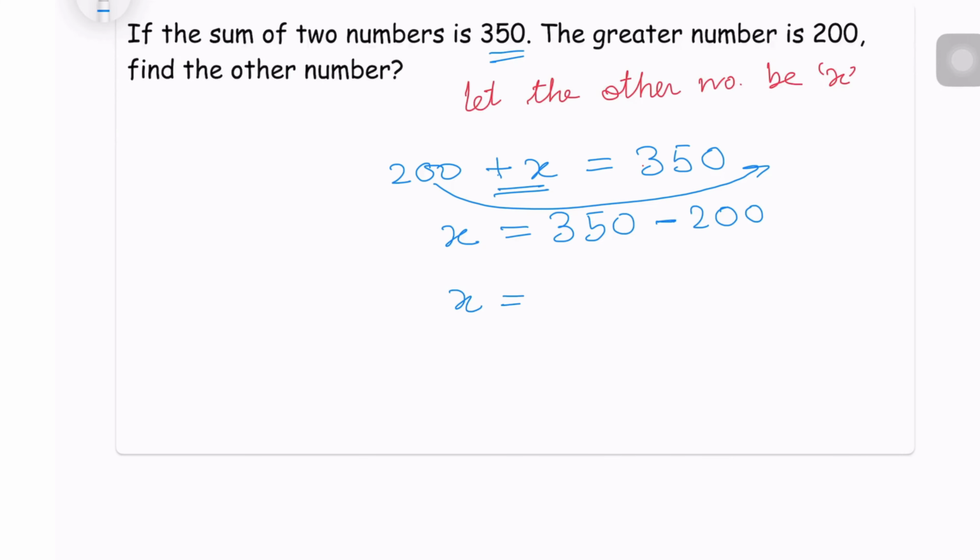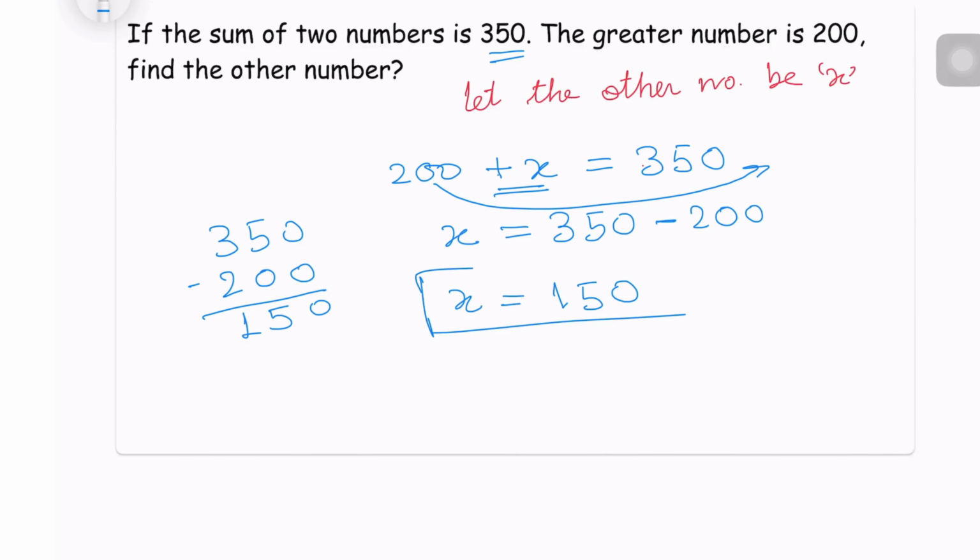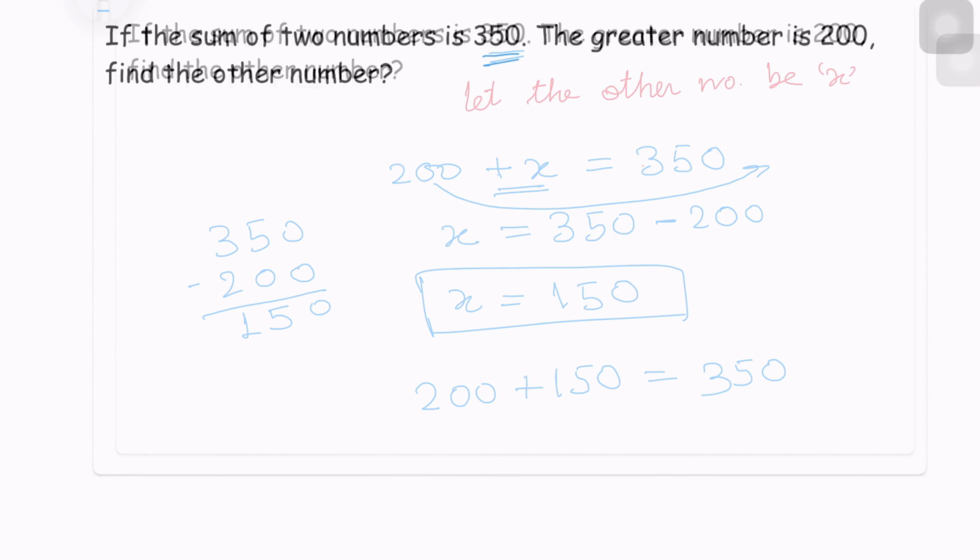x is equal to 350 minus 200. So what is 350 minus 200? 0 minus 0 is 0, 5 minus 0 is 5, 3 minus 2 is 1, is equal to 150. It's the same answer. Let's put it in the equation. 200 plus 150 is equal to what, 0 plus 0 is 0, 5 plus 0 is 5, 2 plus 1 is 3, 350, which is absolutely correct. So our answer is correct.